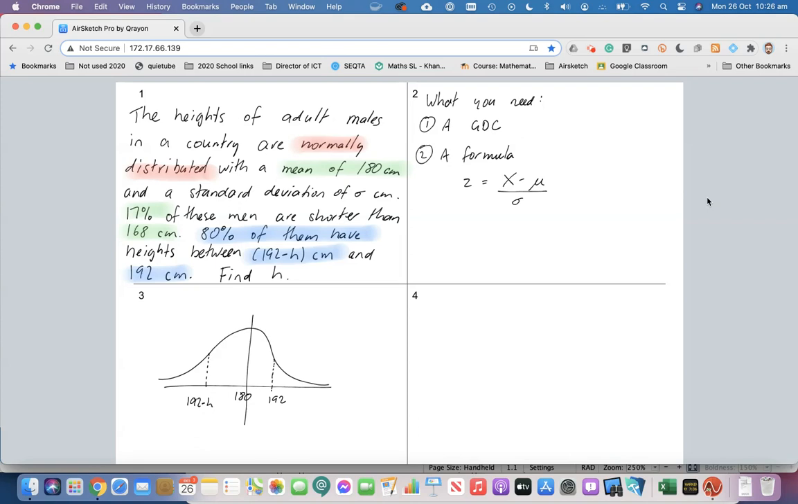So what it's saying is that 80% of them have heights between 192 minus h and 192. I'm only guessing that 192 minus h is before 180, only because it would be really strangely skewed if 80% was above 180. So I'm pretty confident it will be somewhere below 180. All I'm doing now is trying to make sense of the problem. If I can work out what that h is, I'm good to go.